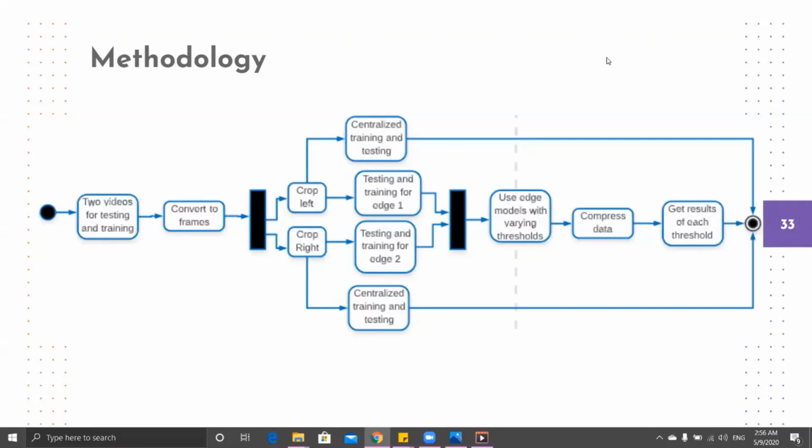And then for the second part of the experiment, we use the 2 models on the edge, edge 1 and edge 2, with different threshold values. And for each threshold value, we see that a certain amount of data goes through the system. As you lower the threshold, for example, you get more data flowing through the system. And for each threshold value, we test the same metrics that we used on the centralized model and compare them. And we will see this throughout the results.